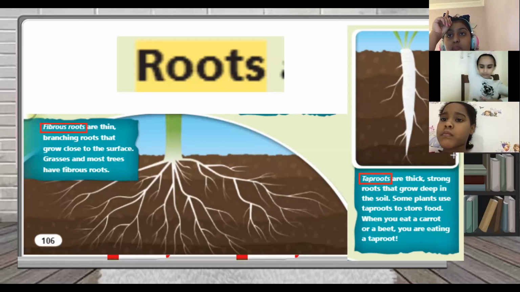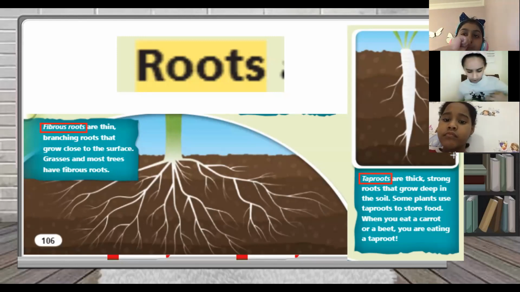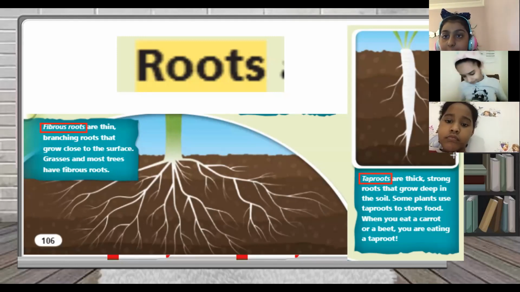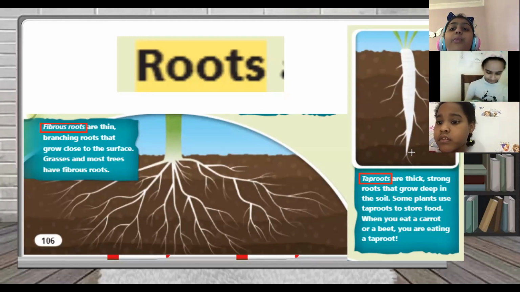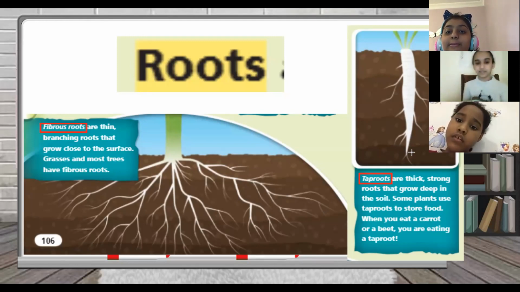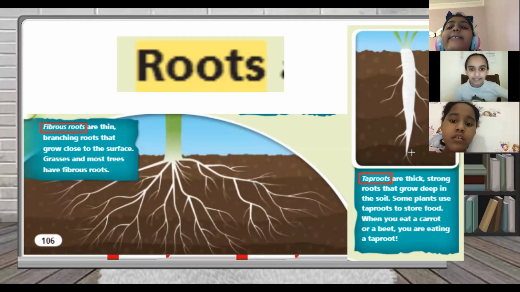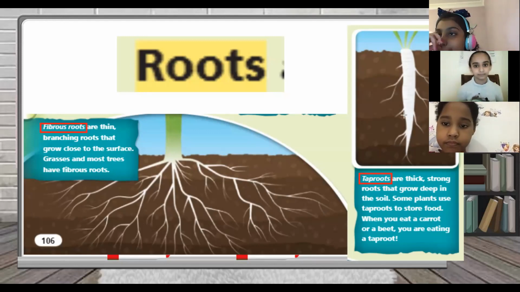Tap roots are thick, strong roots that grow deep in the soil. Some plants use tap roots to store food. When you eat a carrot or a beet, you are eating a tap root. So what is a carrot? It's a tap root. Okay, so a carrot is a tap root.